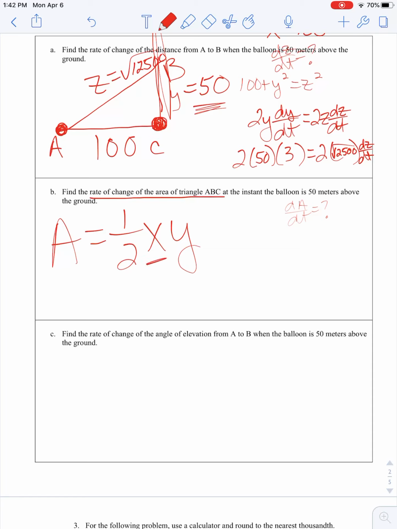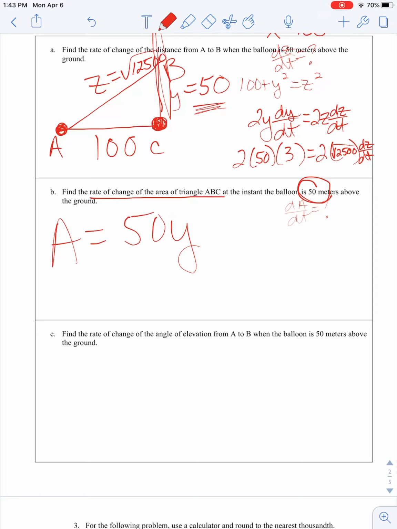Again, the x, the 100, is not changing, so I can put that in right away. What's half of 100? 50. So I can right away put that in. You can only plug the constants in right away if they're not changing. Okay, again, we're still at that moment when y is 50. So it's the same picture, same information.